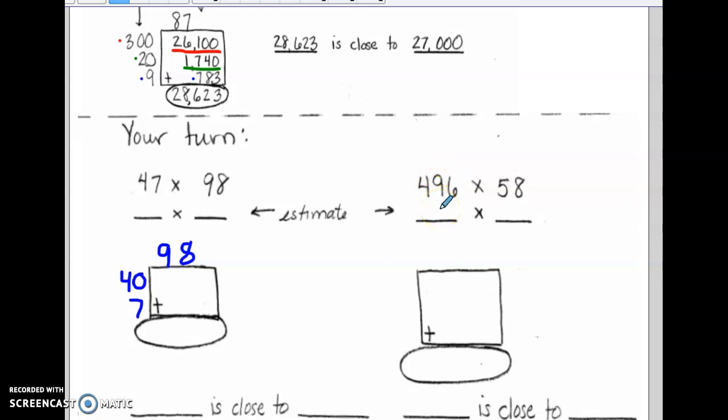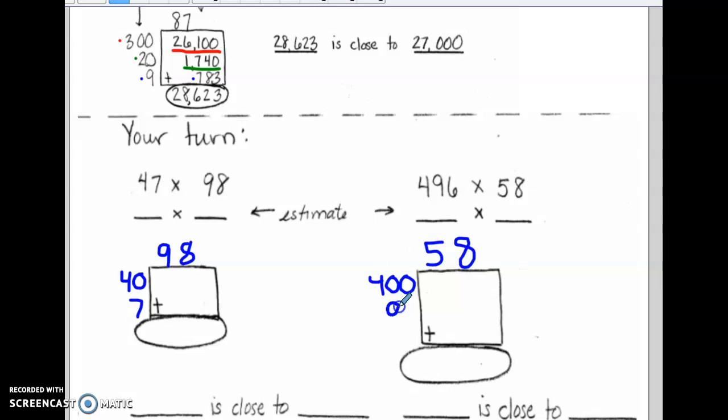496, well, that's pretty close to 500. Times 58, that's close to 60. So get yourself an estimate. And let's set up this problem. We're going to take that 58 and we're going to put it on top of the area model. Okay, and we're going to break up 496. Let's think about how we do that. Think expanded form. We're going to start with 400 on the side. Okay. Then we're going to have a 90, the next row down, and a 6 at the bottom, okay?